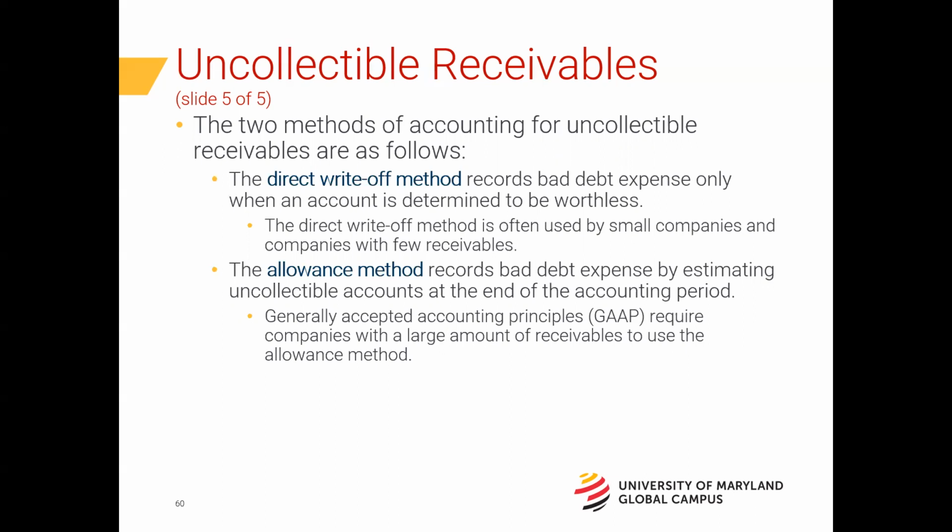You have probably also heard this term. It's called the allowance for doubtful accounts. This is part of the allowance method. Anytime you hear doubtful account, it's probably related to the allowance method. What this does is that we still record that bad debt expense, but we do it in a different way. We do it by estimating the amount we expect not to be able to collect.